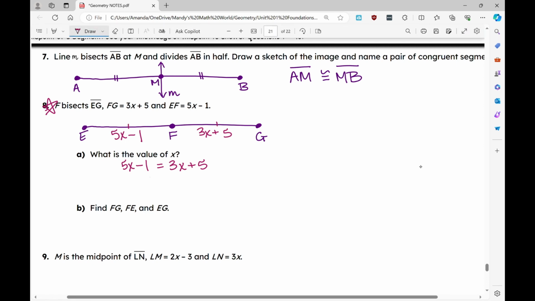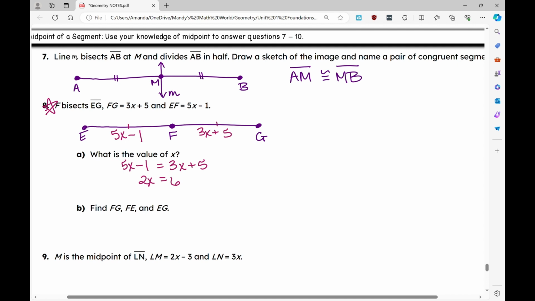All right, so what I'll do is I'll subtract 3x from both sides. I'll take it away over here, minus 3x, and then I'm going to add 1 to both sides, so I'm going to be adding 1 over there, okay? So I'm not going to write down every step, but when I subtract 3x, I'm left with 2x. When I add 1, I get 6. Now I'm going to divide both sides by 2, so I get x equals 3.